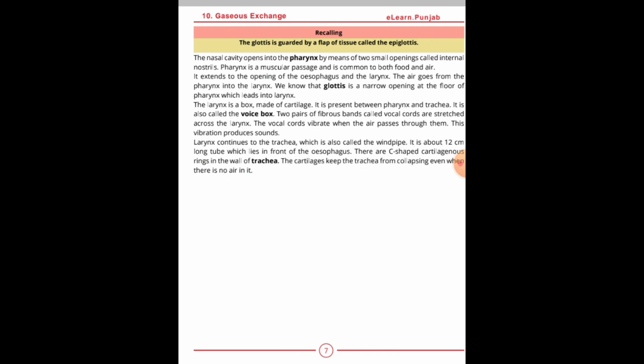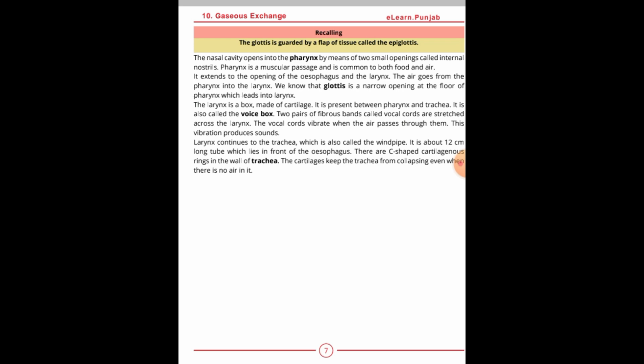We know that glottis is the narrow opening at the floor of the pharynx which leads into the larynx. The larynx is a box made of cartilage. It is present between pharynx and trachea. It is also called the voice box. Two pairs of fibrous bands called the vocal cords are stretched across the larynx. The vocal cords vibrate when air passes through them. The vibration produces sound.